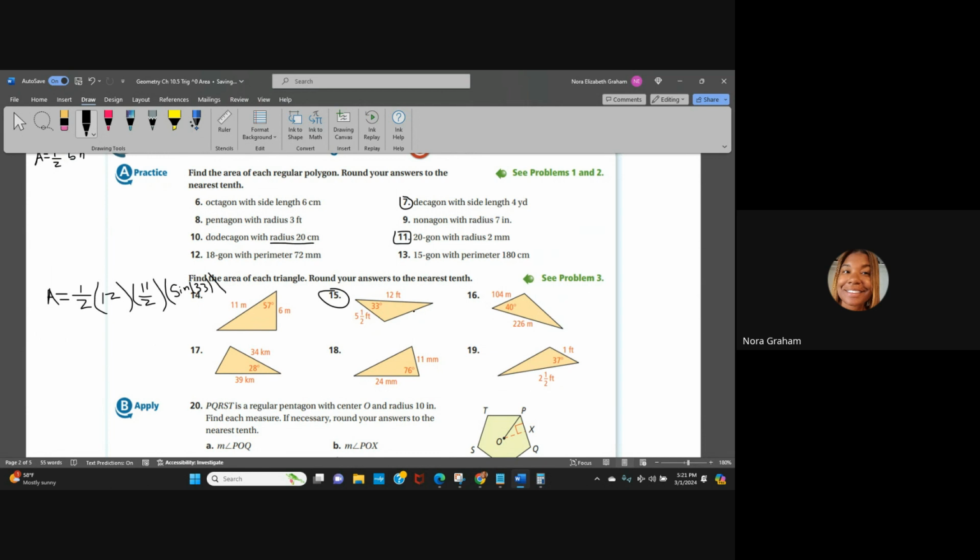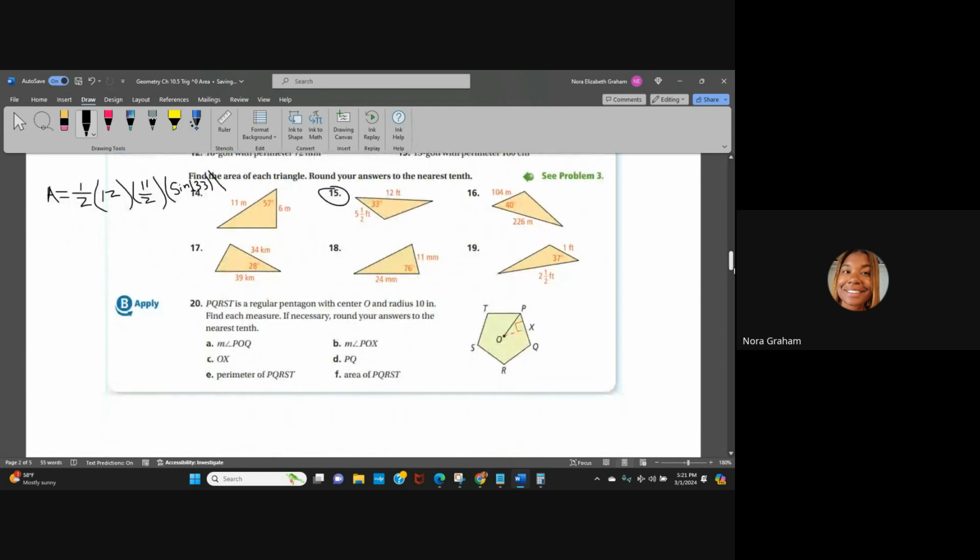Okay. Any questions on 14 through 19? Just leave a comment. Let's quickly finish up with number 20. For number 20, they want us to find A through F for the given figure over here. So let's quickly go through this one. This one, they want to find the measure of POQ. So that's this angle right here. Remember, we can find that angle. We do 360.